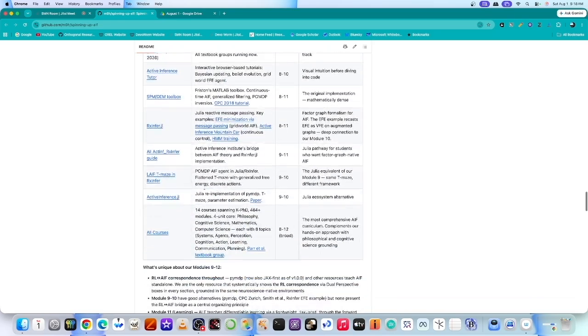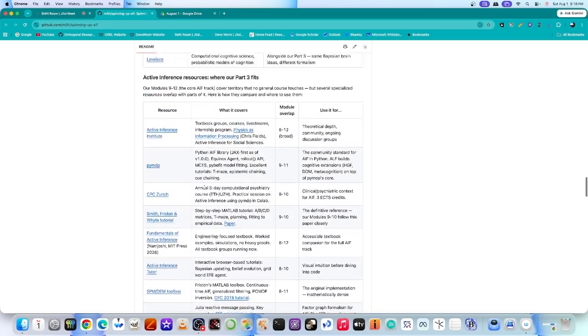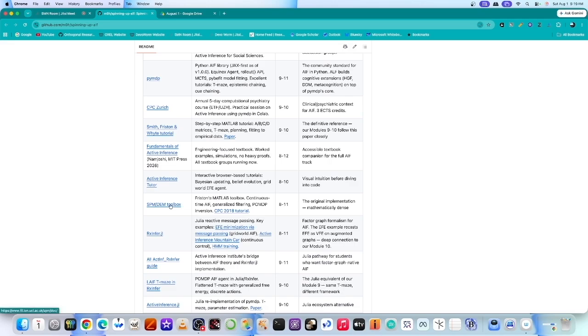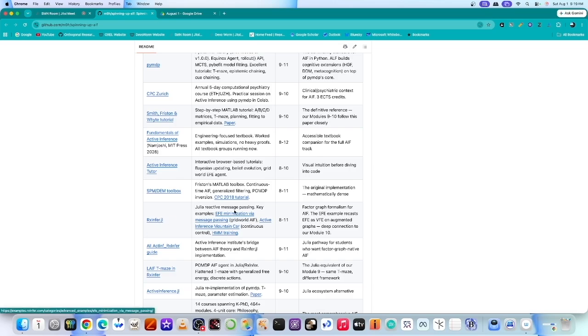Yeah, I'm just taking a look. Oh, this is the active inference resource page, or the section. So this is modules 9 through 12, the core AIF track. We have PyMDP here, which is a library. We have the SPM DEM toolbox, that's Friston's MATLAB toolbox. If you're not using MATLAB, you might as well go with PyMDP. There's RxInfer, which of course is this Julia package.